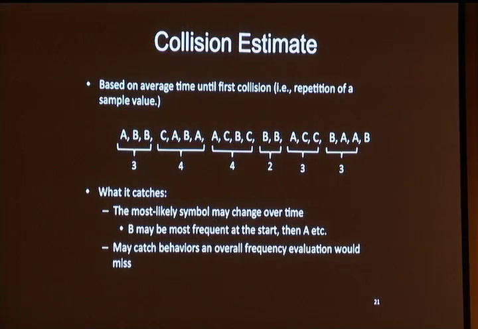In the collision estimate, the test statistic is based on the average time until the first collision happens. So let's assume we have the samples A, B, B. We see that B is repeated, so our first test statistic is 3. And then we forget about these first 3 samples and start from the beginning. Now we have C, A, B, A. Then we see that A is repeated after 4 samples. So now our next statistic is 4. And then we just convert these samples to the test statistics and get the average.